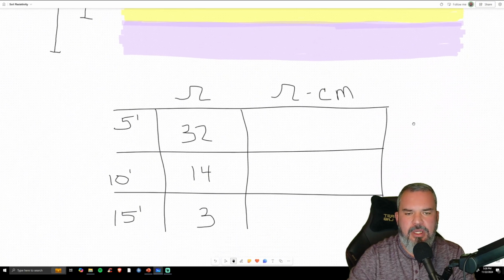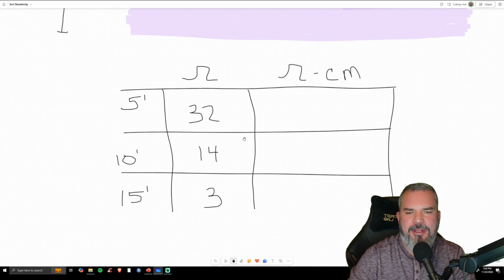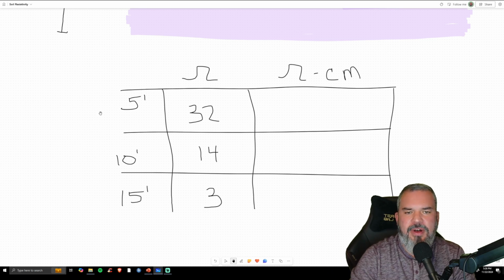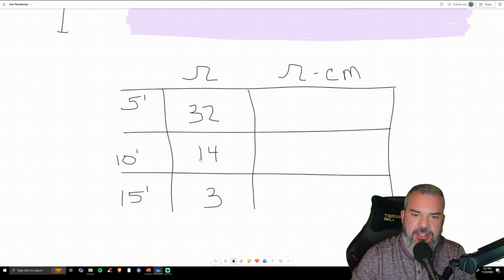So I'm going to document, and I've got a nice little table down here for you. I'm going to document all of those soil resistance measurements, and then we're going to calculate the resistivity together using that formula that I showed you before. So again, at 5 feet, we measured 32 ohms at that depth, and we're going to calculate resistivity. At 10 feet, we measured 14 ohms. We'll calculate that resistivity. And then at 15 feet, we measured 3 ohms, and we'll calculate that resistivity.